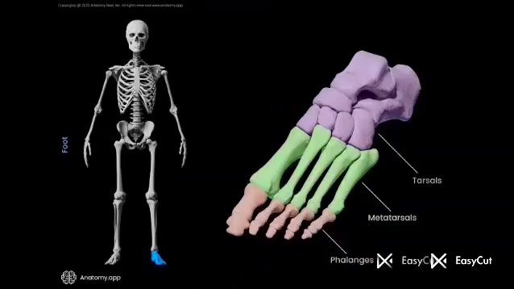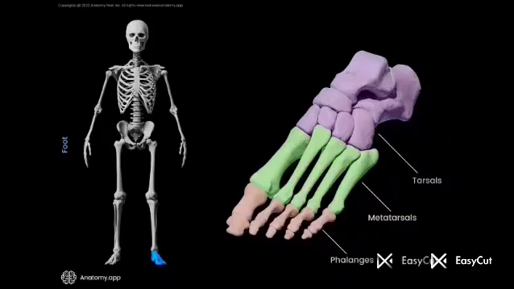Next to tarsals, we see the metatarsals, which are 5 in number. Next to metatarsals are the phalanges. Now, like the phalanges are present in the hand, similarly, the toes are also composed of phalanges. The largest toe is composed of 2 phalanges. The rest are all composed of 3.